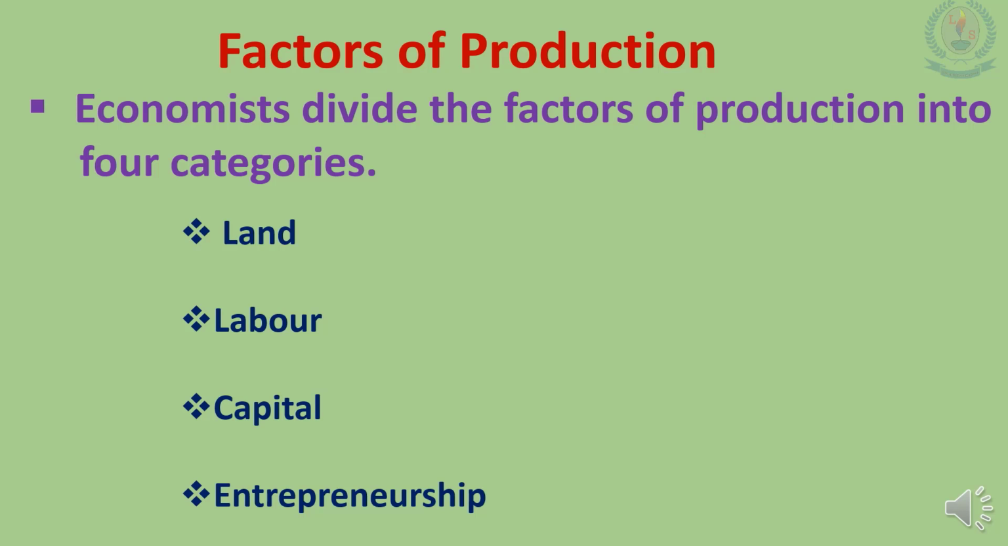There are 4 factors. Land is a natural resource available for production. Labor is the human input into the production process. Capital is goods used in the supply of other products. Entrepreneurship is organizing factors of production and taking risk. Those are the factors of production.